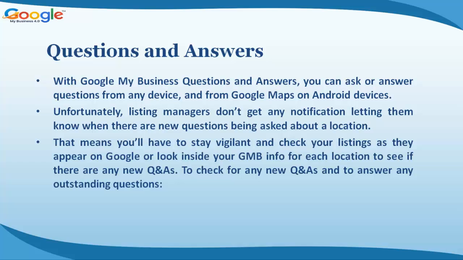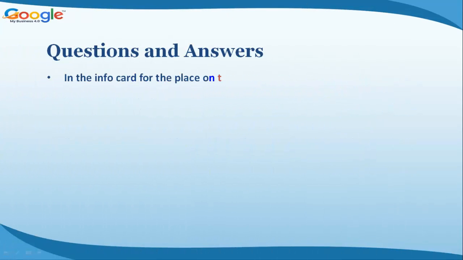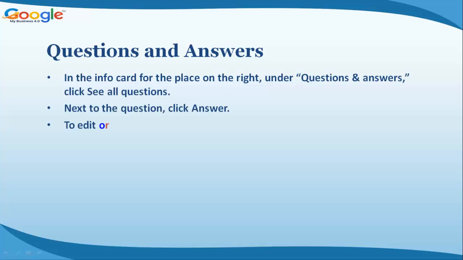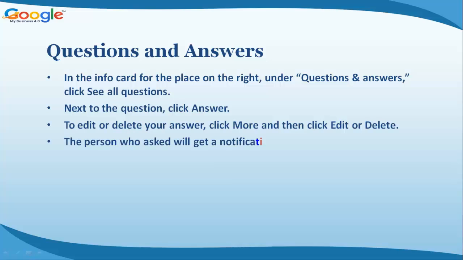To check for any new Q&As and to answer any outstanding questions, in the info card for the place on the right under Questions and Answers, click See All Questions. Next to the question, click Answer. To edit or delete your answer, click More and then click Edit or Delete. The person who asked will get a notification after you've answered.